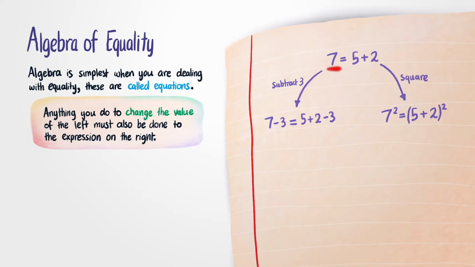Okay, so if we square the left, we get 7 squared. And if we square the right, we get (5 plus 2) all squared. And since this was true, this must be true as well. But then there's actually something else that we can say too.